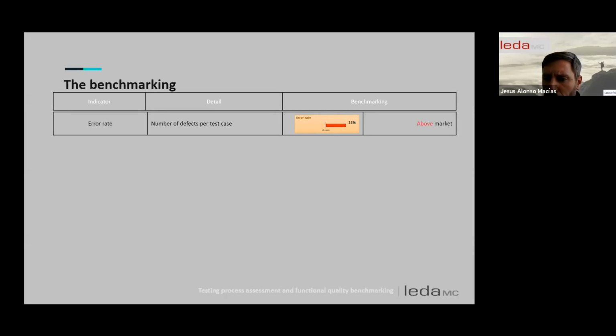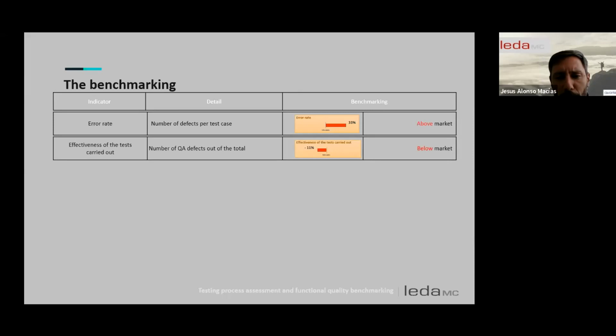For example, the market reference for this type of project and industry, the value exceeded 33%, and we mark it in red to identify those that we should review and see why they behave differently than expected. In this case, being above a market for this indicator means it's not good. Having more defects per test case indicates a high error rate.